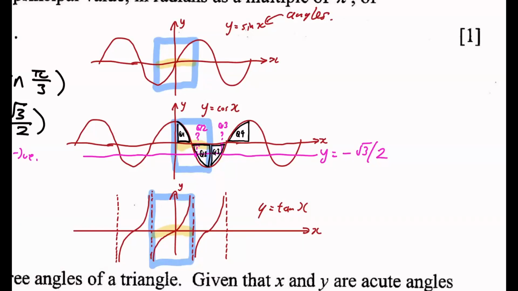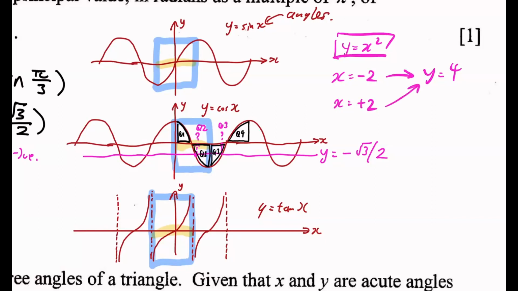So you must first understand what's many to one. For example, y equals x squared. What happens when you have x equal -2? What's the y? 4. What happens when you have x equals +2? What's the y? It's also 4. Okay? Two different x values give you the same y value. This is known as many to one. Many different x give you one y value.